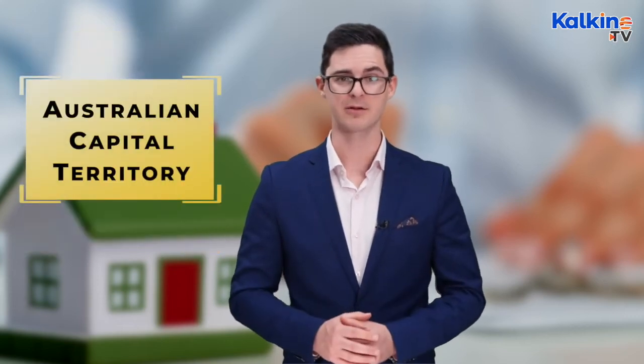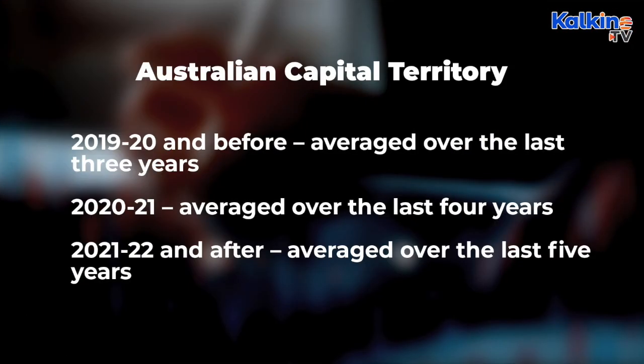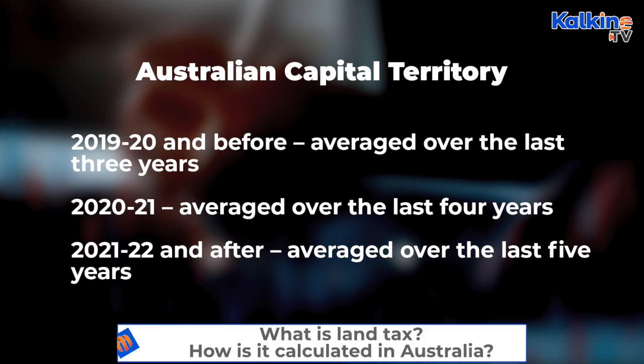In the Australian Capital Territory, the amount of land tax you pay is made up of two components: a fixed charge and a valuation charge. The fixed charge for land tax is $1,392. The total valuation charge for a year is calculated by using a rating factor on the average unimproved value, also known as the AUV. The AUV is calculated as the average of the property's unimproved value over several years as follows. 2019-20 and before, averaged over the last 3 years. 2020-21, averaged over the last 4 years. And 2021-22 and thereafter, averaged over the last 5 years.